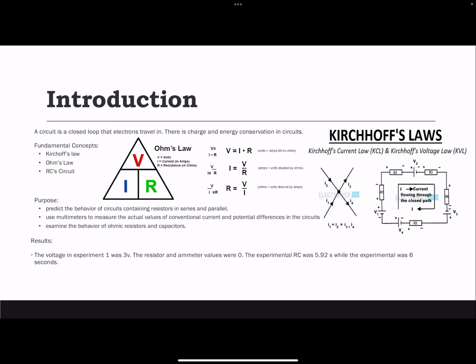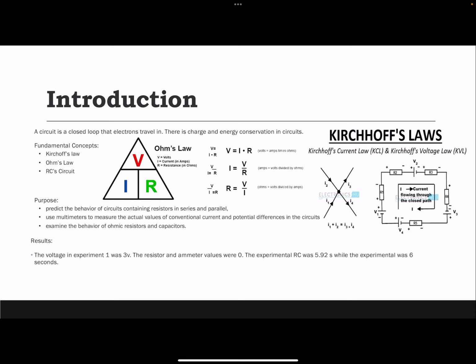To introduce the lab, a circuit is a closed loop that electrons can travel in, and there is charge and energy conservation in circuits. The fundamental concepts we'll be talking about today include Kirchhoff's law, Ohm's law, and RC circuits. On the right, you will see the formulas for Ohm's law and Kirchhoff's law.